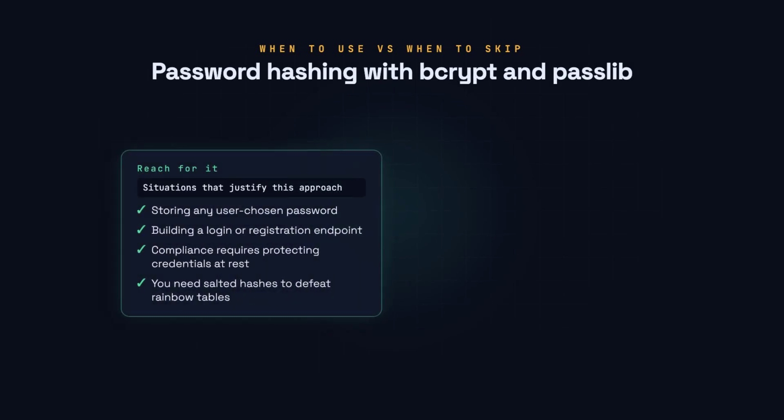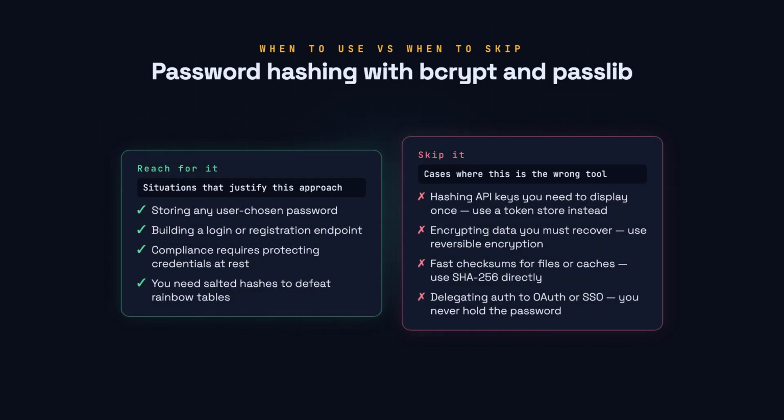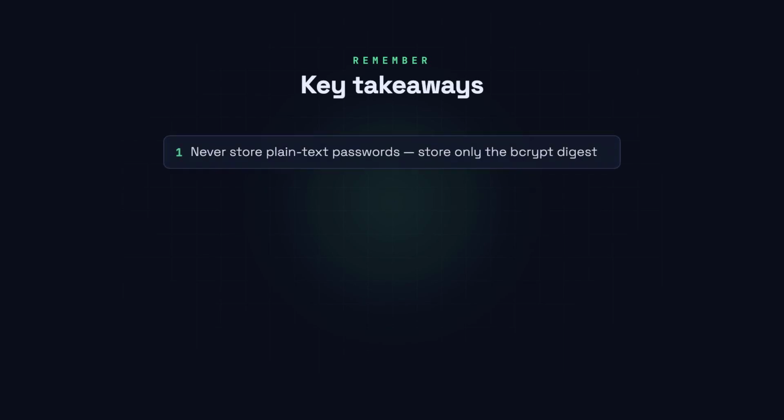Reach for bcrypt and passlib anytime your app accepts and stores a password that a human will type. However, if you need to get the original value back later, for example displaying an API key to a user after generation, hashing is the wrong tool because it is irreversible. Use encryption or a signed token instead. Similarly, if you are just checksumming a file for integrity, a fast algorithm like SHA-256 is fine. Bcrypt slowness would be unnecessary overhead. And if you are delegating authentication entirely to an Auth provider, you never hold the password at all, so none of this applies. Let us close with the 4 things to remember.